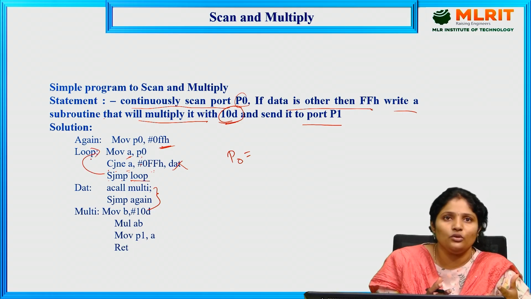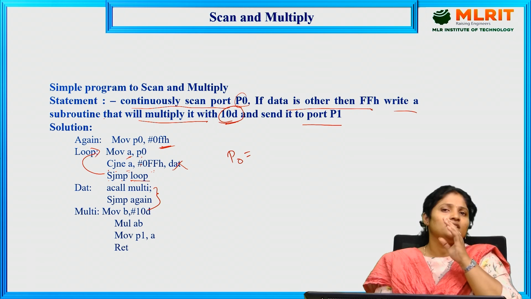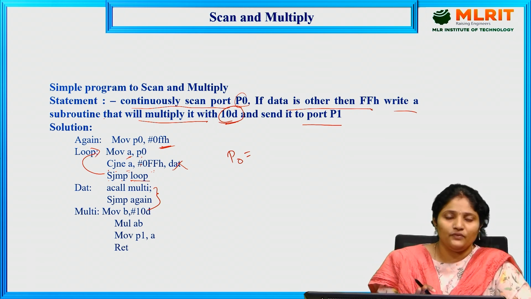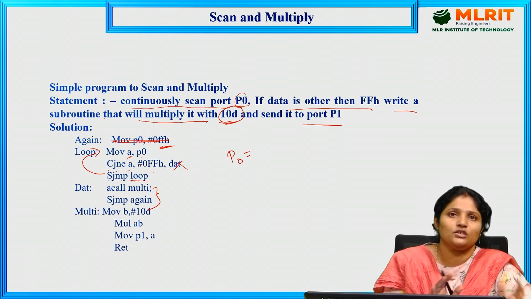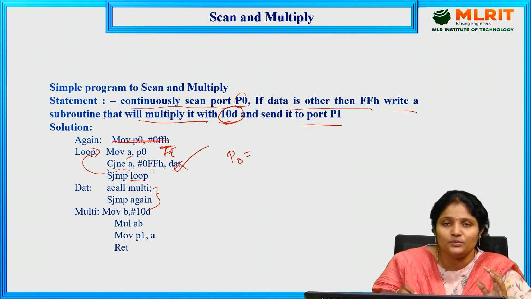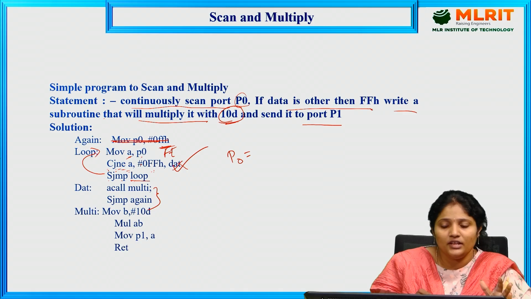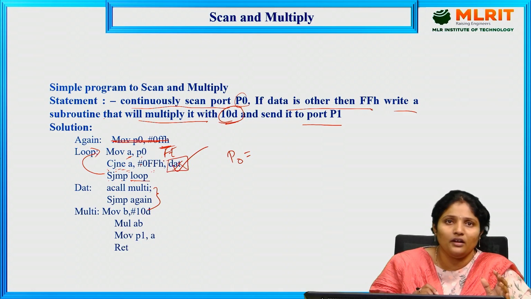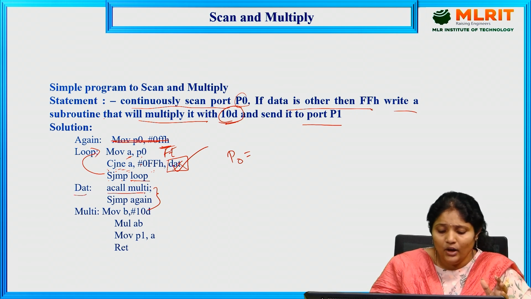So I already told you, if the data is FFH, it continuously monitors until it finds other data. If this line is not there, we need to check the value of P0 here. So if the P0 value is FEH, not FFH, then compare and jump if not equal: yes, both of them are not equal, so this condition is satisfied now. And where does the controller need to go? The controller needs to execute the loop labeled DAT. So here, ACALL MULTI. Here also the multi loop is going to execute.